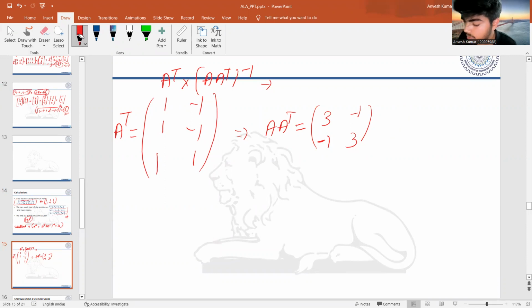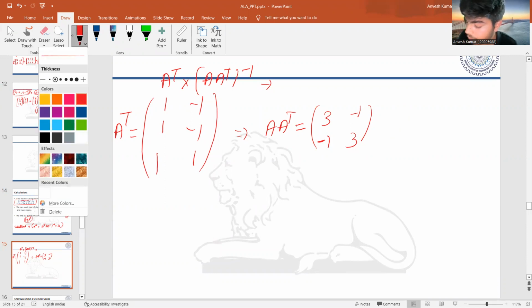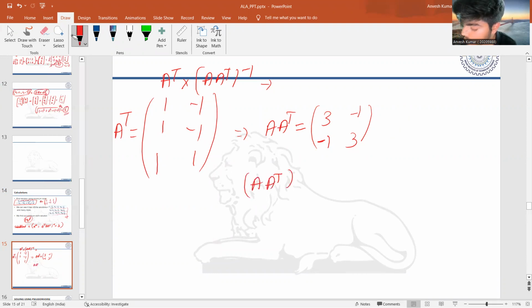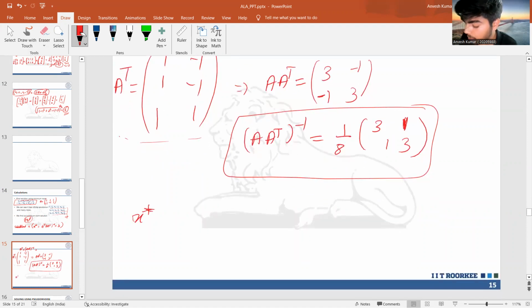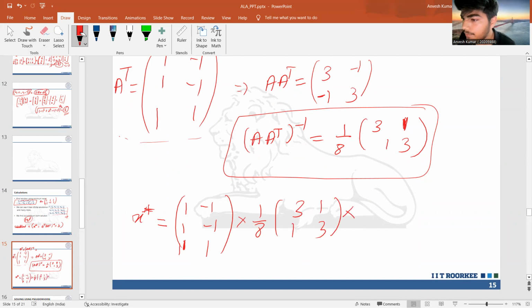This comes out to be A transpose, and now what we have to do is find its inverse. So A transpose inverse comes out to be 1 upon determinant of this, 3, 3, and we change the signs of this, 1. This is A transpose inverse, and this is A transpose. So we can simply find our minimum norm x, which will come out to be [1, 1, 1, minus 1, minus 1, 1] multiplied by 1 upon 8, [3, 3, 1, 1], multiplied by b.